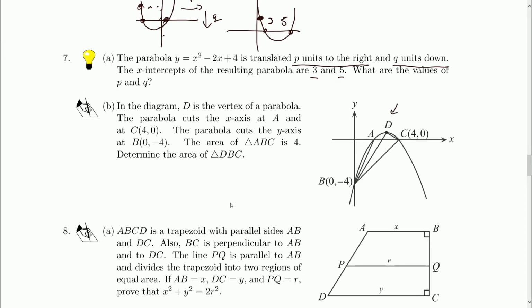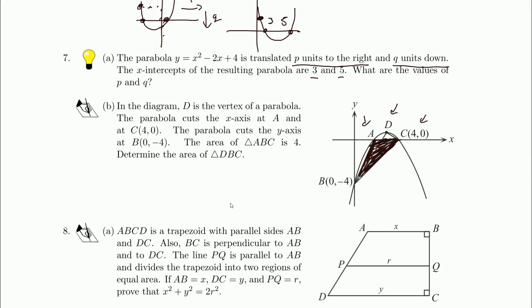The parabola cuts the x-axis at A and C, and we know the coordinates of C, but no one bothered to tell me the coordinates of A, or of D, actually. The parabola cuts the y-axis, so we've got an intercept here at (0, −4). The area of ABC is 4. What's the area of BDC?